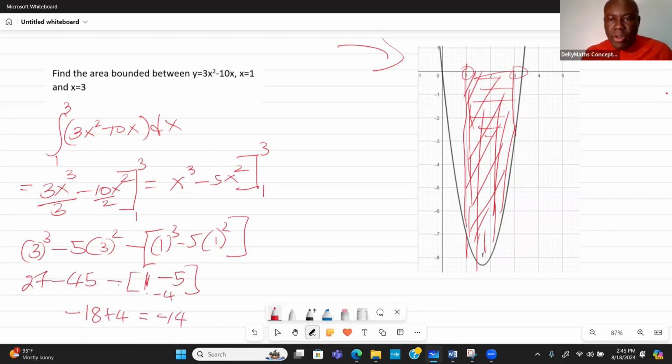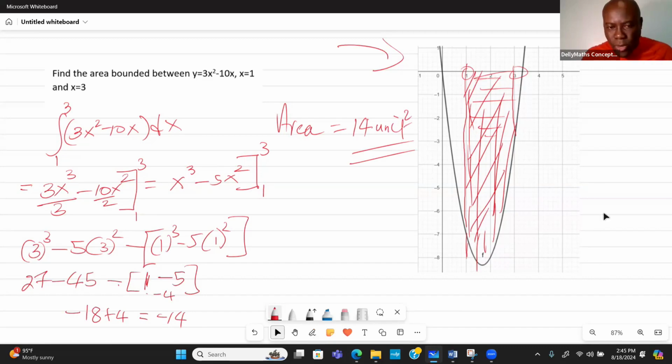What we want to bear in mind is that because we're dealing with area, it's not going to be negative. So this negative value here is just an indication that this part of the curve is underneath the x-axis. So the area that we're actually dealing with is the positive of that, which is 14 square units. So that is the area right there, 14 square units.